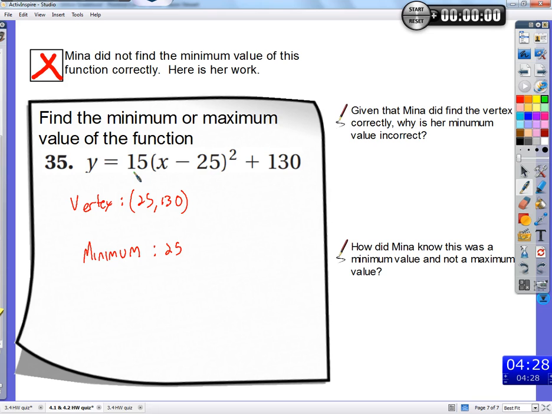Oh, the maximum value is based on the 15? Yeah. Okay. Why is that? Because that's what we're told, I think. I don't think so. I mean, something about the 15 is useful when we're talking about the minimum and maximum, that's for sure. But not quite telling us exactly what the value is. But maybe when we know the number, telling us if it's a minimum or a maximum.